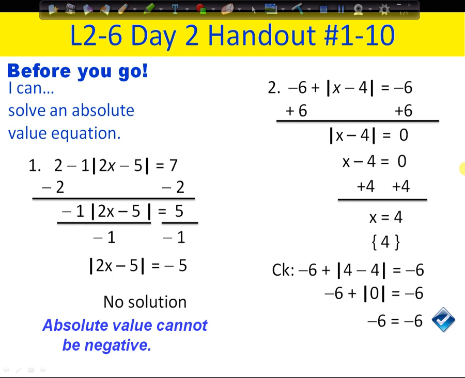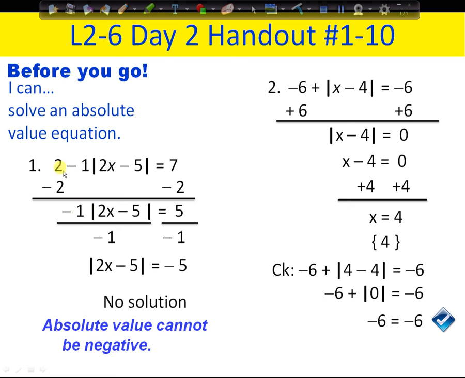All right, this is your work for these problems. This is what you should have. Number one, when you isolate the absolute value bars, you end up with a -5 on this side, and your absolute value can never be equal to anything negative, so there is no solution. Make sure, if you didn't get this, that you subtracted your 2 and then divided by -1. That's the most common mistake here.